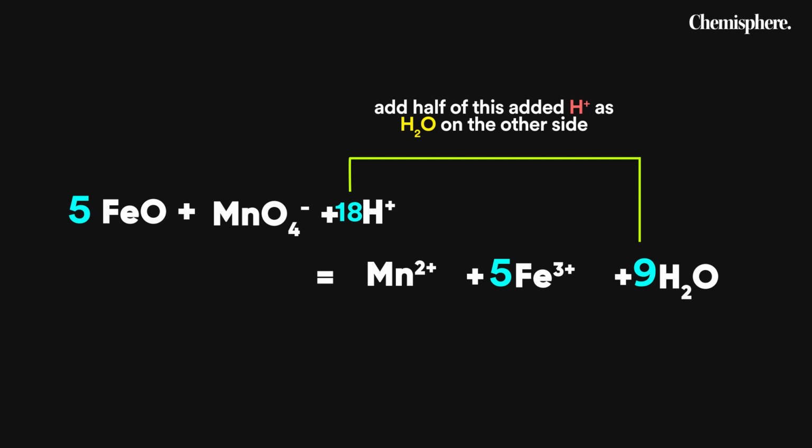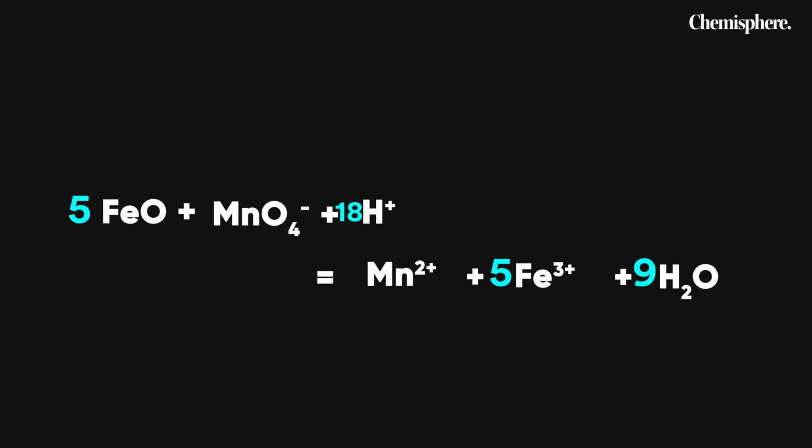That makes us this equation. So that's all that is required, and now you can see that the equation is already balanced: 5Fe2+ plus MnO4- plus 18H+ equals 5Fe3+ plus Mn2+ plus 9H2O.